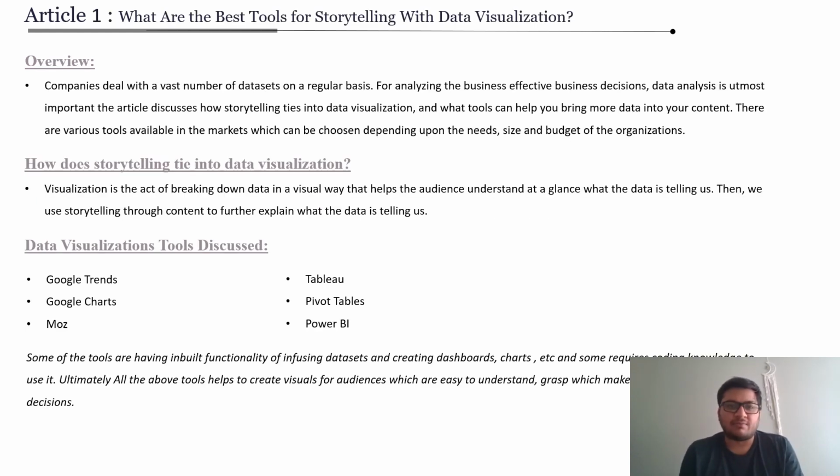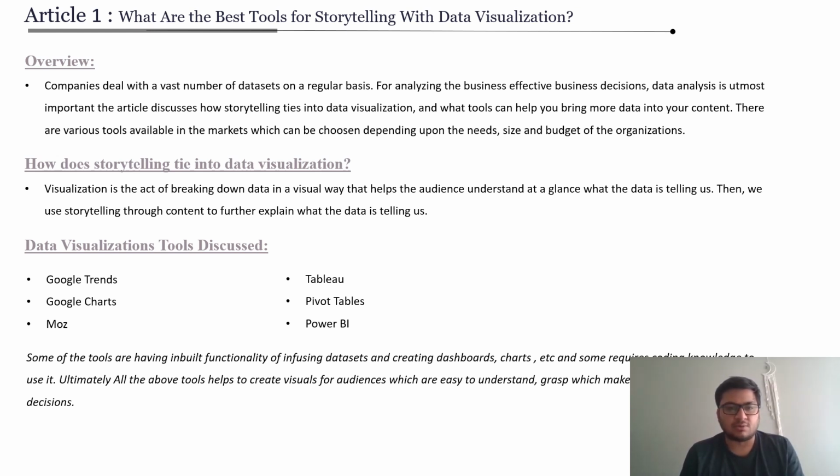The first article which I went through was, what are the best tools for storytelling with data visualization. The overview of this blog is that current companies deal with a vast number of data sets on a regular basis. For analyzing all of that data, best and effective tools are required, because nowadays when decisions are made, the data needs to be presented in a proper format, and ultimately data-driven decisions are made. So in this blog various tools are discussed and covered.